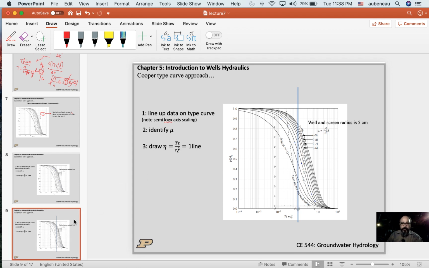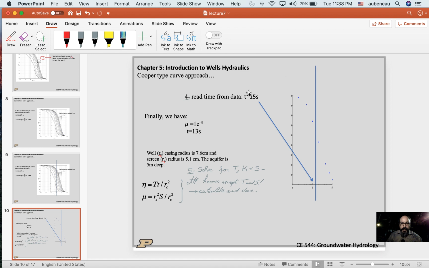you've got everything, right? So read the time. Here you get t is about 15 seconds for this example. So we have mu is 1 e -3, like I said from before. T equals 13 seconds, I guess that's more precise. When you do it carefully, you get 13 seconds. Now the well casing was 7.6 centimeters in this case, and the screen casing was 5.1. You can see here the screen is actually smaller than the casing, which is not often the case, but that's a configuration. In this example, that's what's given.